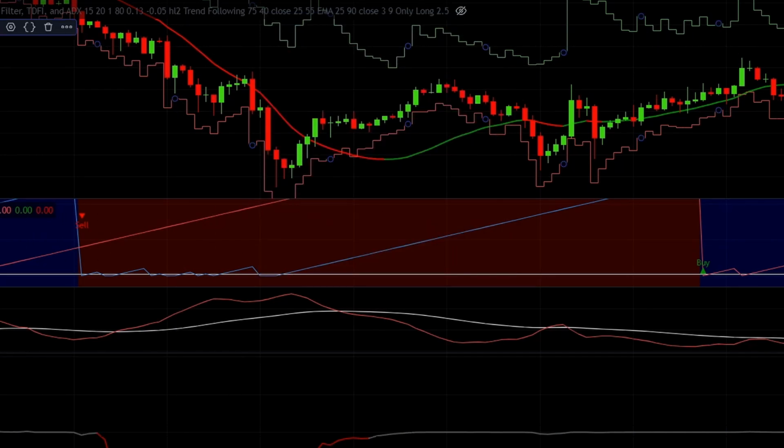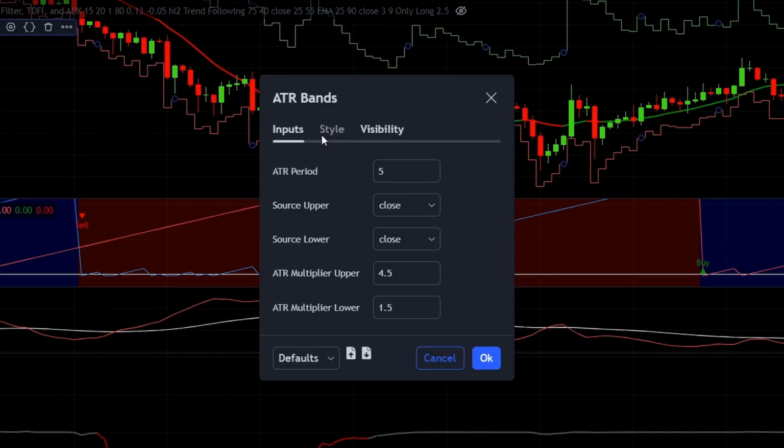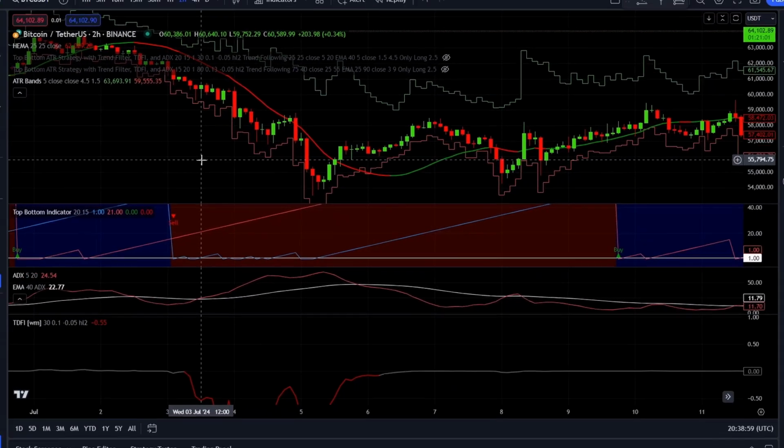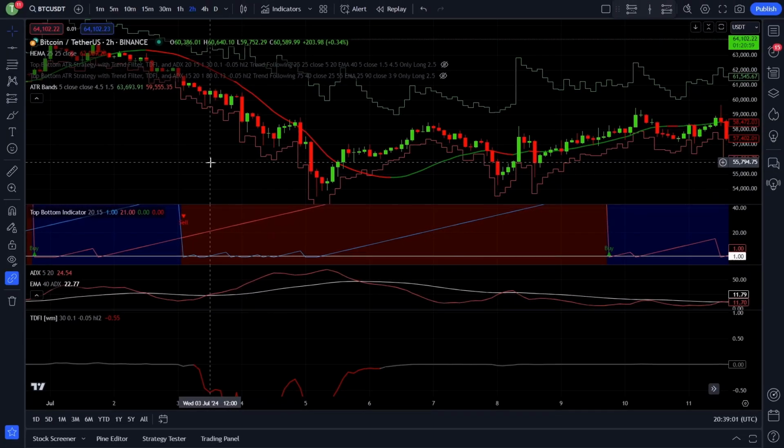Finally, the ATR bands, which is our stop loss and take profit. Change the length or ATR period to 5, the ATR multiplier upper to 4.5 and the ATR multiplier lower to 1.5. Then go to the styles tab and change the line styles to step line. Okay, now we have all of the indicators on the chart correctly set up.